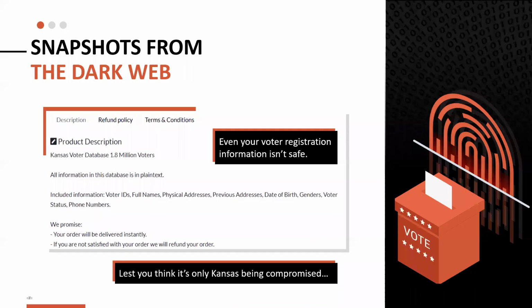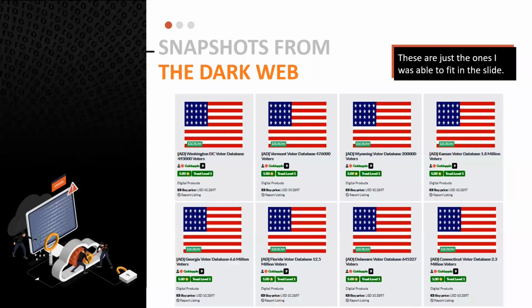Or how about this one? It is a big election year, but not even our voter registration is safe. Check out this product offering that includes the personal data for, in this case, 1.8 million Kansas voters, including names, addresses, dates of birth, and more. But it's not just in Kansas. Here's the same offer for lots of other states. Notice these prices, more than $10,000 for this data. And these are just the ones that we were able to fit on the screen.